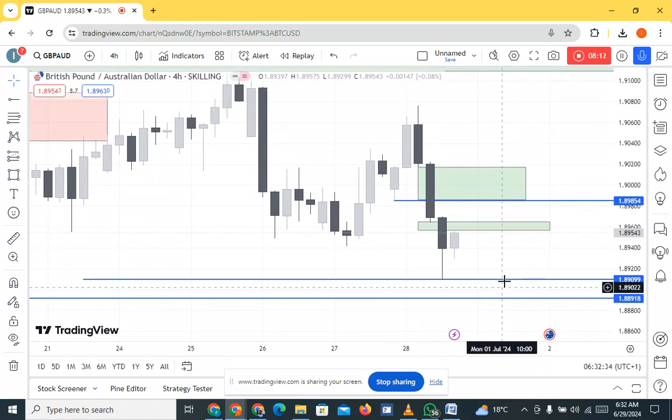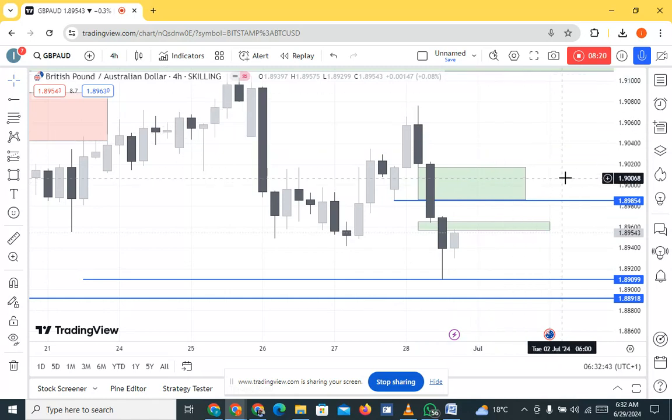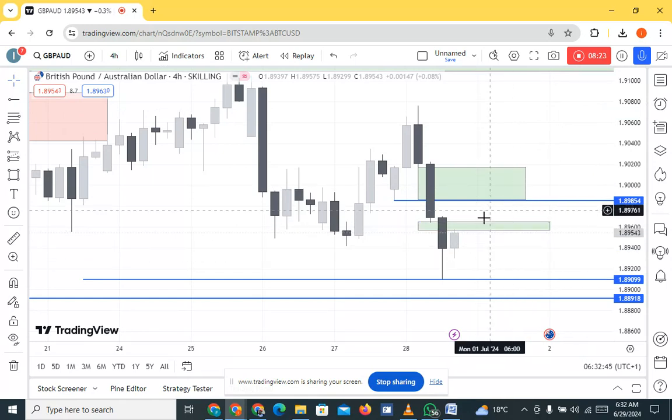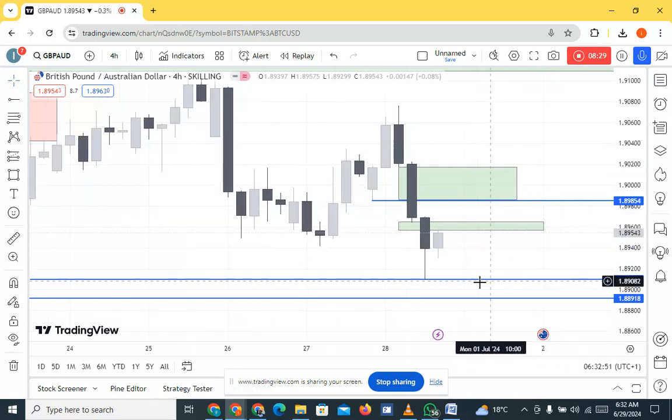So like I said, we're waiting for bullish disrespect fair value gaps to happen for us to continue higher, or if we get a rejection out of any of these zones with another fair value gap going lower on a lower time frame, then we are continuing lower, targeting these lows down here. So that is it for GBP AUD.